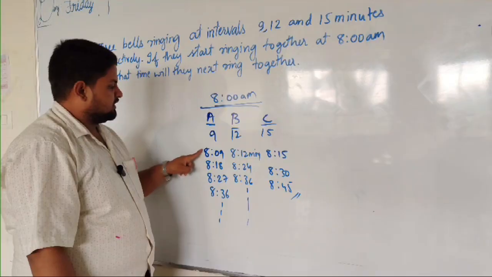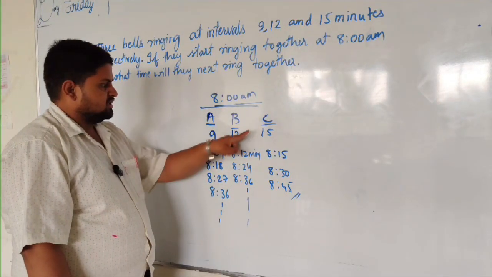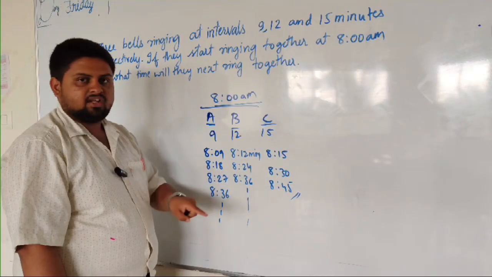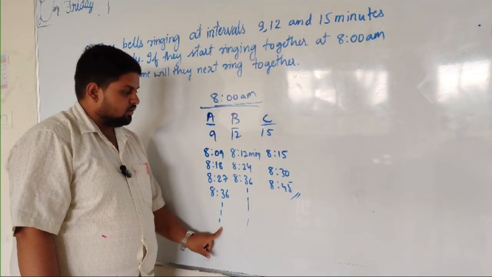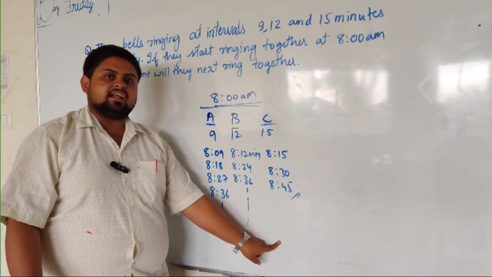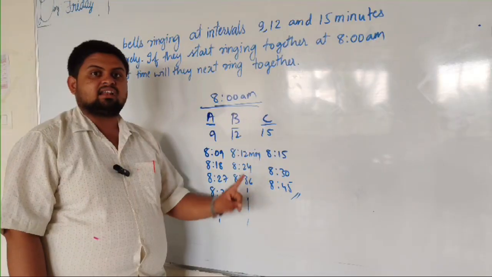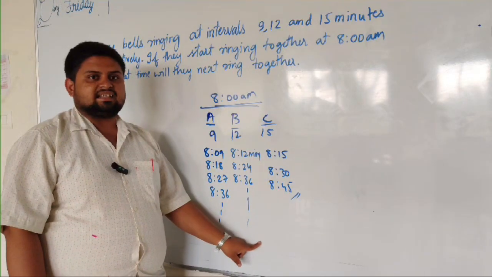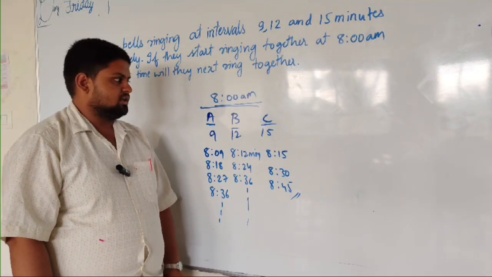Bell A will ring every 9 minutes, bell B every 12 minutes, and bell C every 15 minutes. So in the future there will come a time when all 3 bells will ring together once again. We need to find out at what time they will ring at the same time. So what can we do for that?